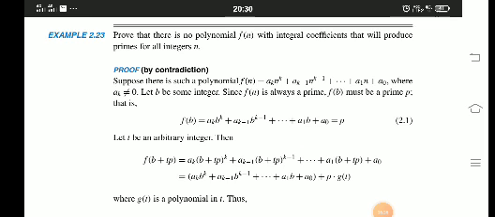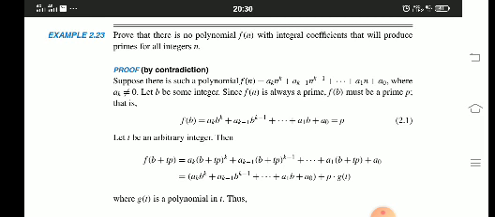Next, example 2.23. Prove that there is no polynomial f of n with integral coefficients that will produce primes for all integers n. Proof by contradiction. Suppose there is such a polynomial.